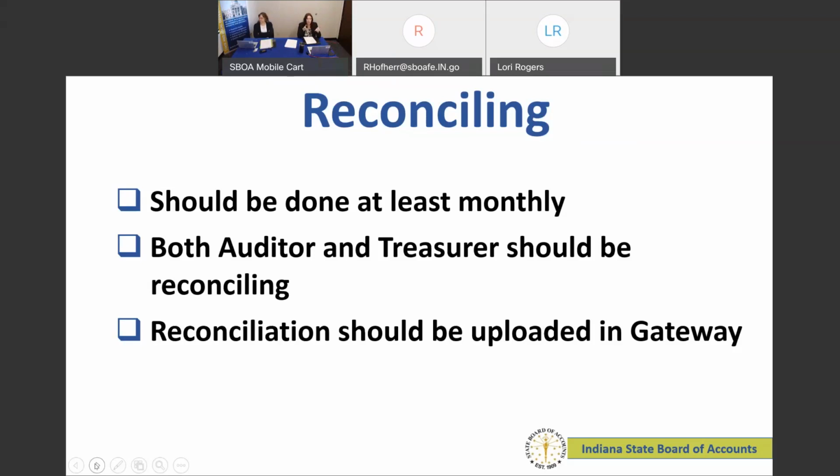So once you do this reconciliation, this is what should be uploaded into Gateway. Now, it could be the treasurer that does it, it could be the auditor that does it. We don't care who does it. It only needs to be there once. So communication is key here. But I want to emphasize that both the auditor and treasurer should be involved in this process, okay? The auditor should be verifying that these amounts that are on their ledger are correct. The treasurer looks and says these amounts are correct. They are identifying the differences in between, okay?